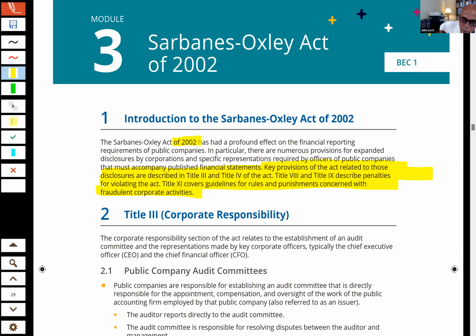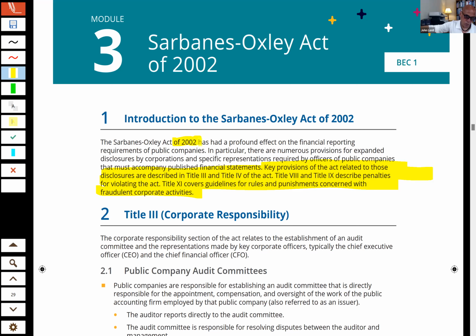That's not going to happen. They're not going to say which of the following is in Title III. They're not going to ask you that. But we organized it by title. The key thing is for you to understand what the key responsibilities are, and we really focus on the responsibilities of management here in the BEC class.